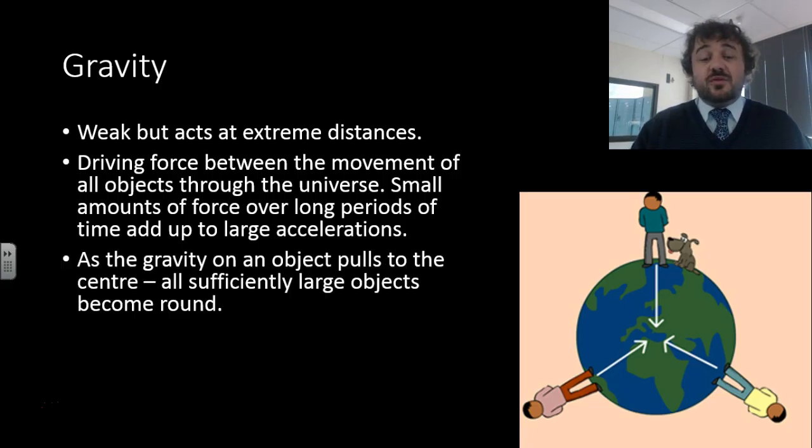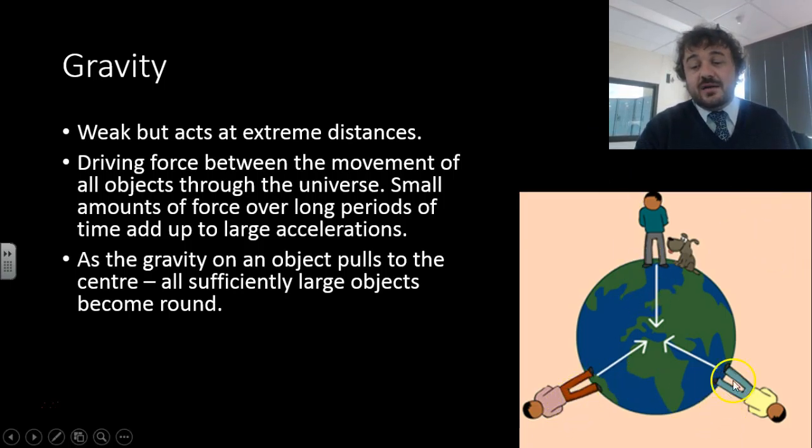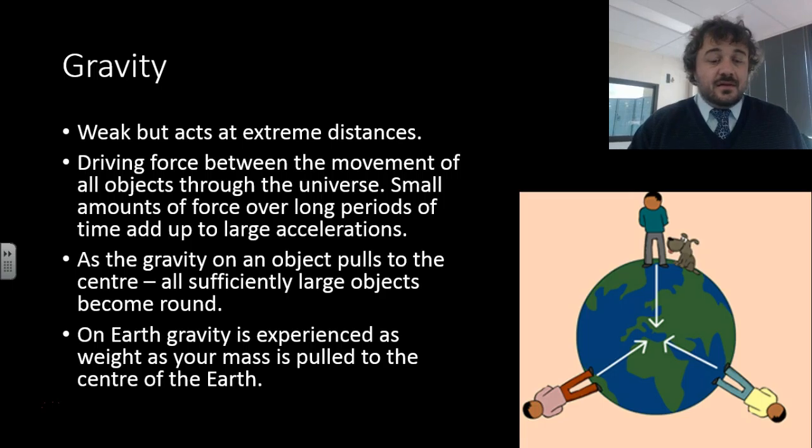Gravity in an object pulls towards the center. What this means is, if you look at our planet here, here's Earth, because gravity pulls all the mass to the center, if you're large enough to have a really big gravity, then you become round. Also, it pulls us to the center of the Earth, which is why it doesn't matter where you're standing on Earth, your feet always point straight towards the center.